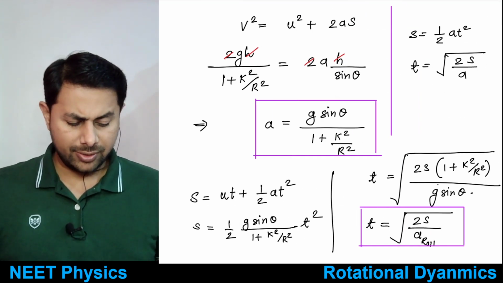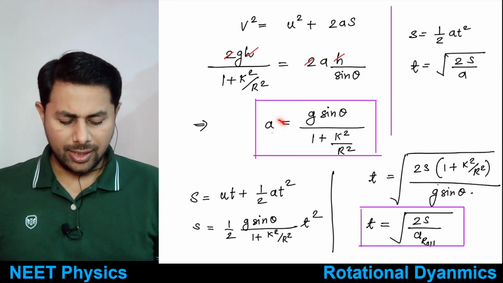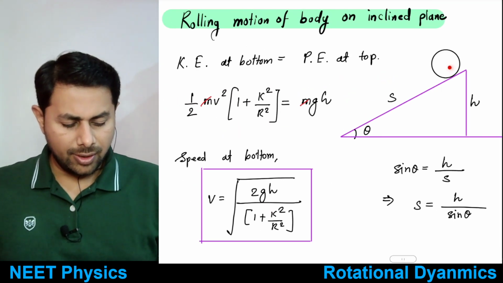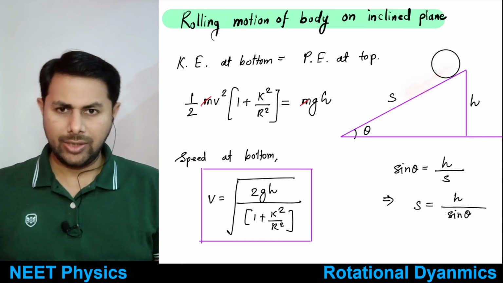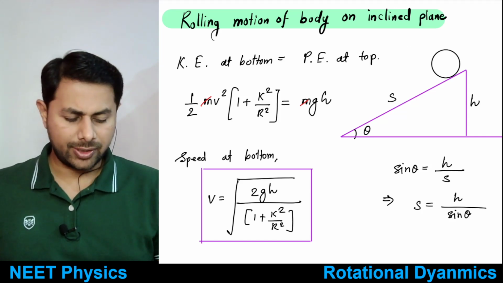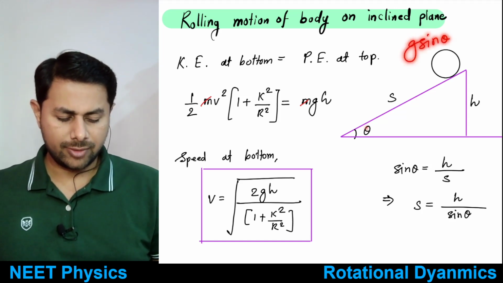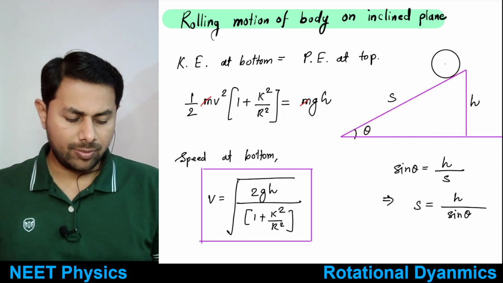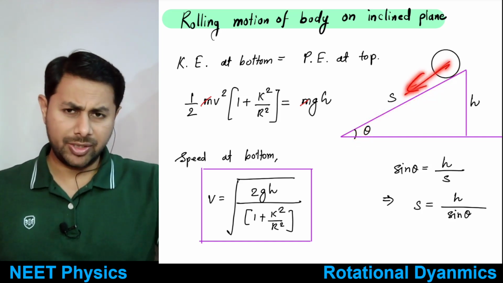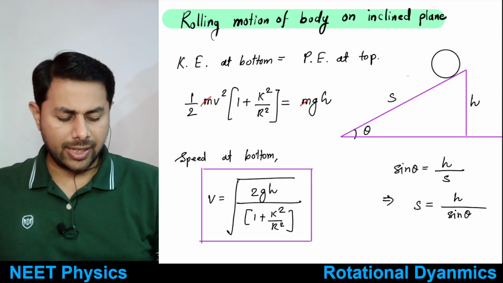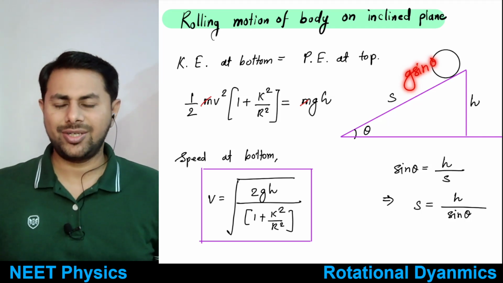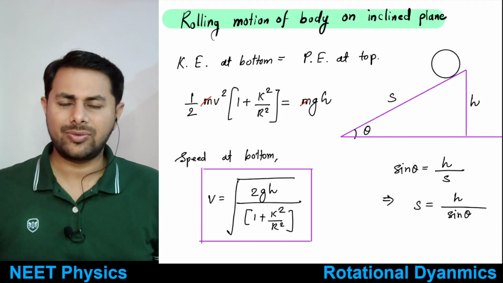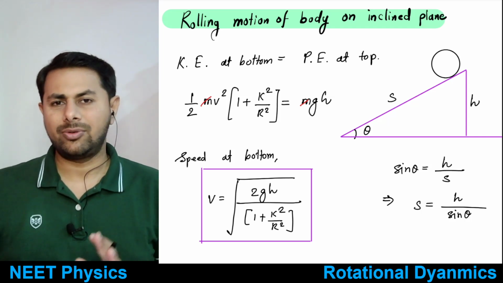Let's see the next point. Now next I want to find out acceleration for this rolling motion. So what is the acceleration of this body? We know that acceleration in case of linear motion is g sine theta. If this plane is inclined at an angle of theta, and if this is a smooth plane, then if the body slides down the inclined plane, its acceleration is g sine theta. So now we want to find out what would be the acceleration in case of rolling motion.